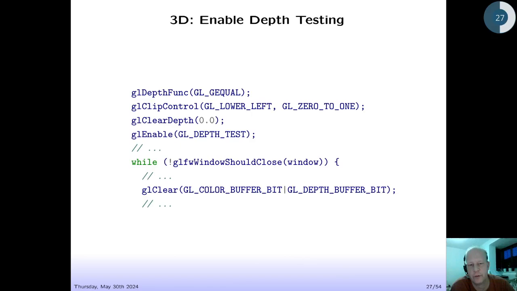So in the following, we're going to use projection matrices, but first we are going to enable depth testing. So we set the depth function to greater or equal, and we set the clipping to lower left coordinate system origin, and we set the clipping to 0 to 1, and the clear depth, the initial depth is 0. Then we enable depth testing, and in the loop we now also clear the depth buffer in addition to the color buffer.